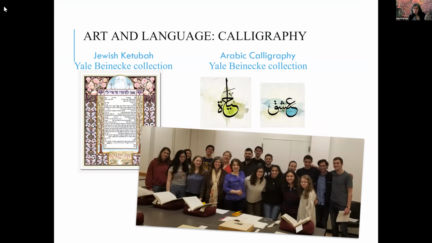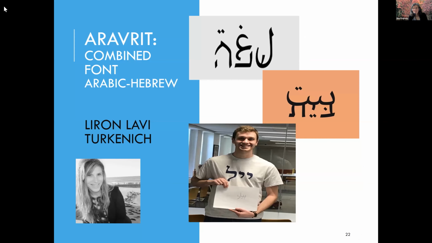calligraphy. On the Hebrew side, you see a ketubah, the Jewish marriage contract, that is decorated and has some Hebrew calligraphy. And at the bottom, you see our combined class, all our students, the two instructors, and the librarian on their field trip to the Beinecke collection.